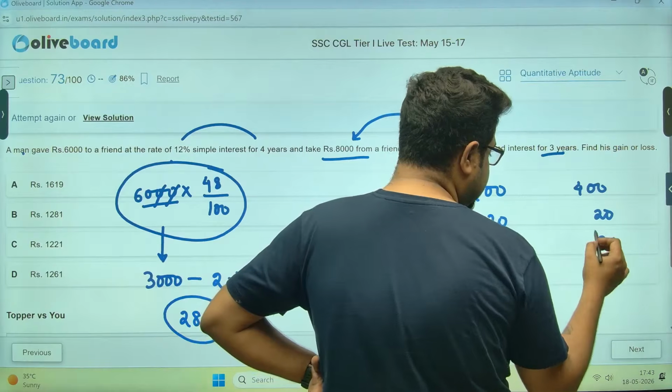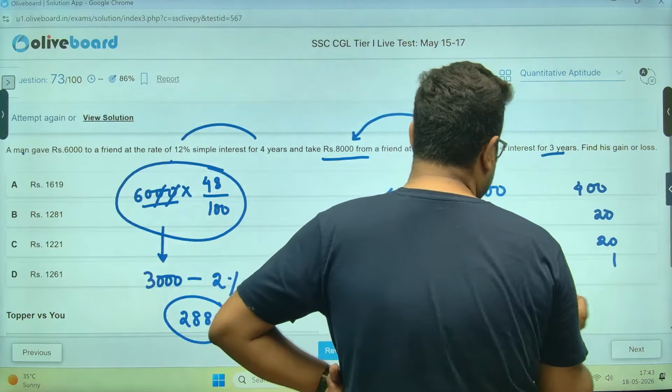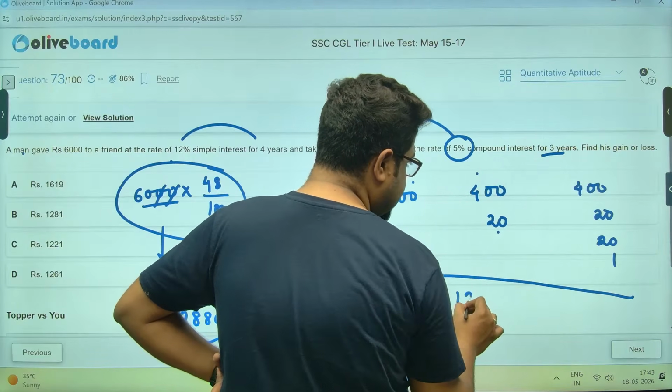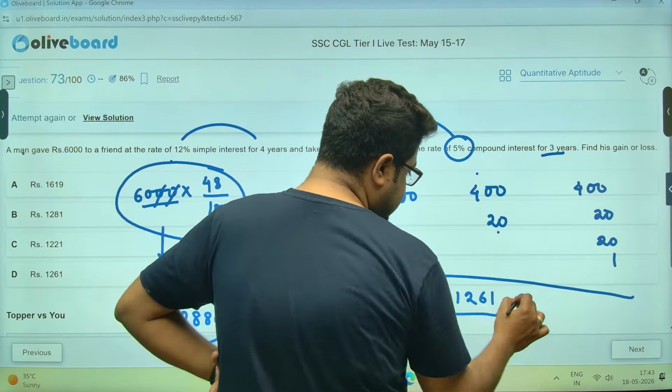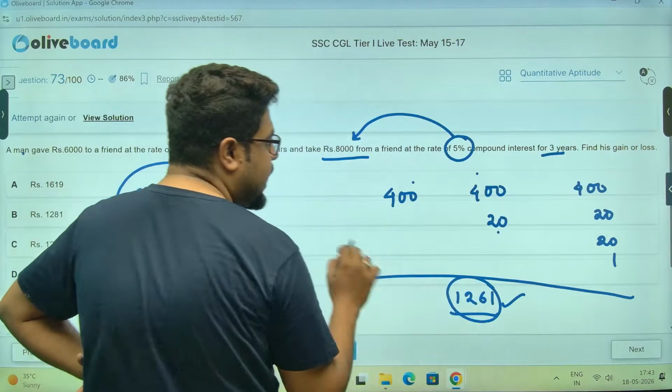On this 20 rupees, he will get 5%. 5% of 20 rupees is 1 rupee. So total 1,261 rupees, sir. This is the interest. So he got this interest, he has to pay this interest. How much is the profit?